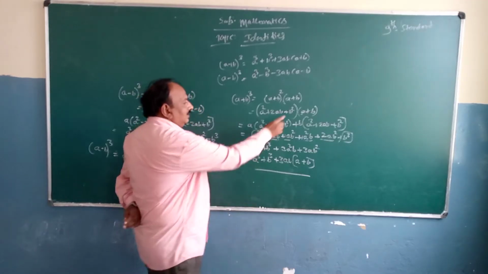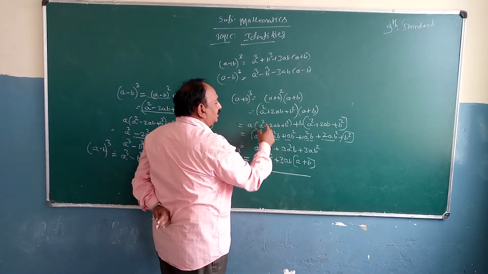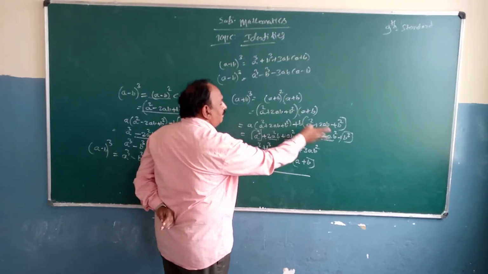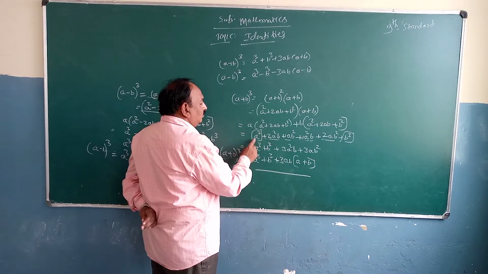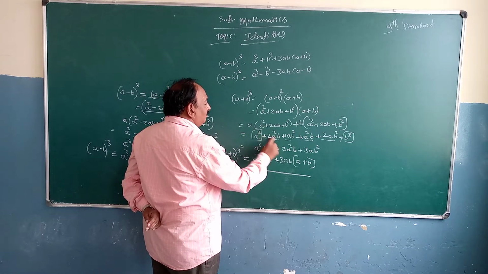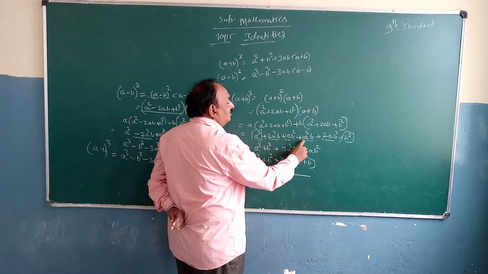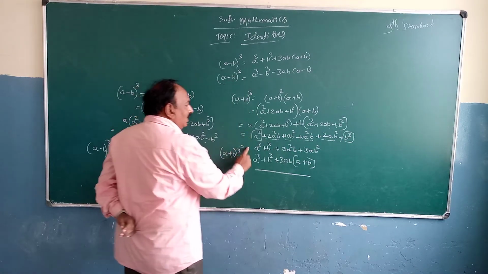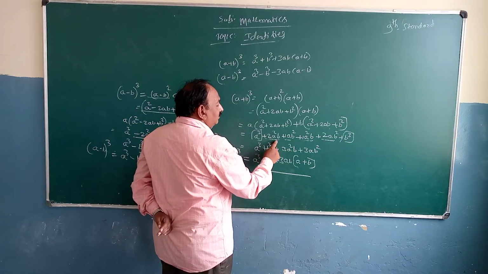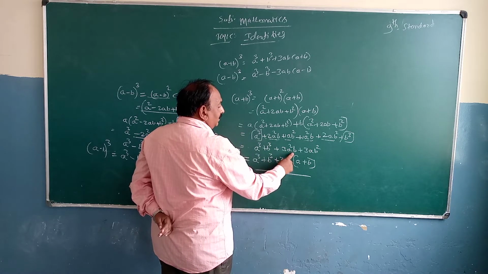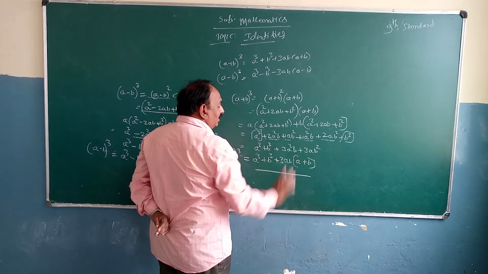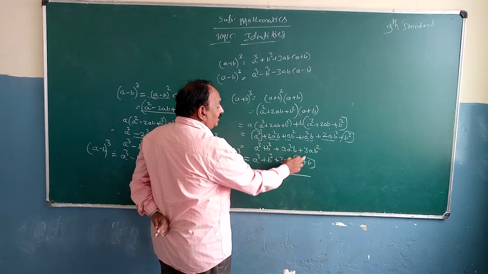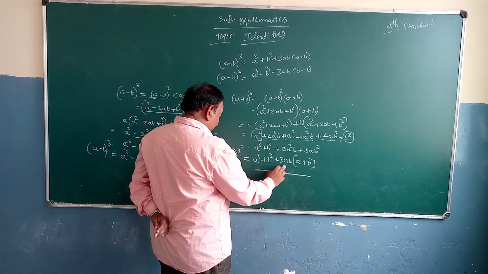Plus b into a square plus 2ab plus b square, plus b into a square plus 2ab plus b square: a square into a cube, 2 into a square b, a into b square, ab square, a square b plus 2ab square, b square into b cube. So a cube plus b cube plus 2a square b plus 1a square b is 3a square b, 2ab square plus 1ab square is 3ab square. A cube plus b cube plus 3ab is the common factor, a square remaining: a plus b. So a cube plus b cube plus 3ab into a plus b.